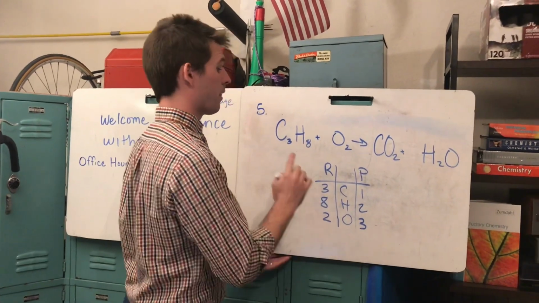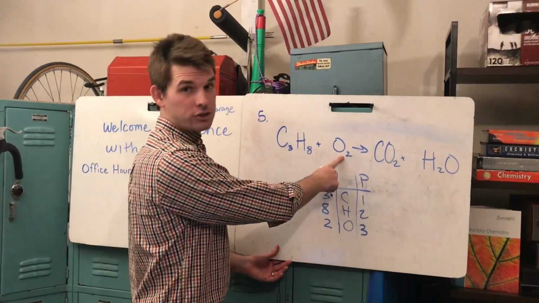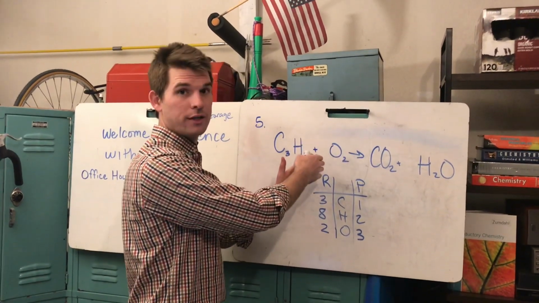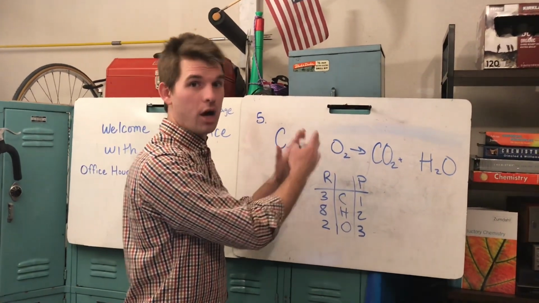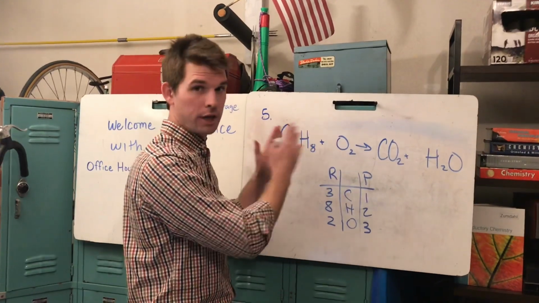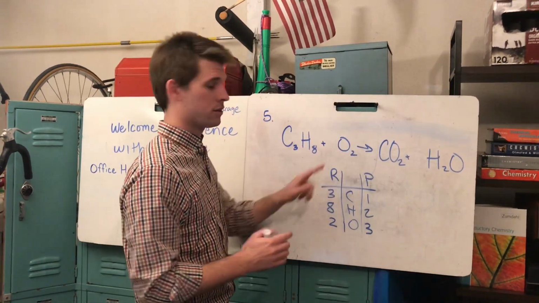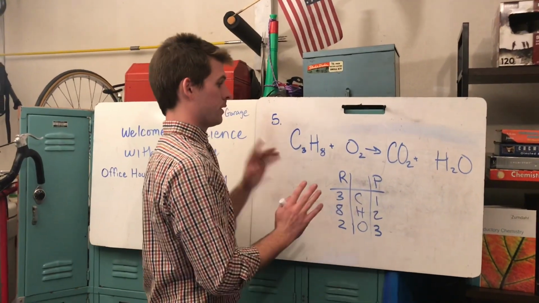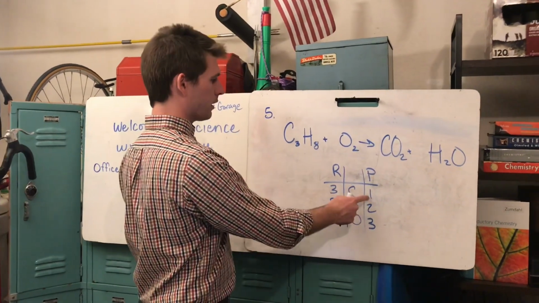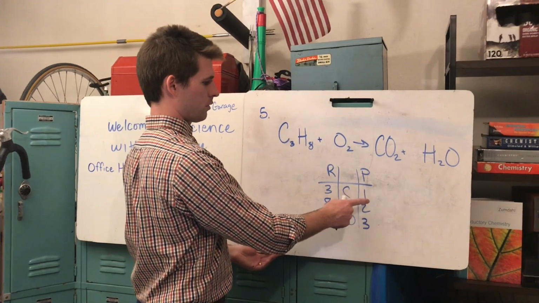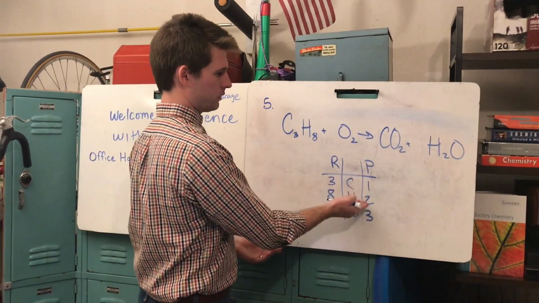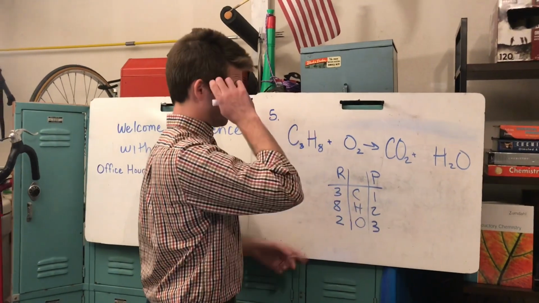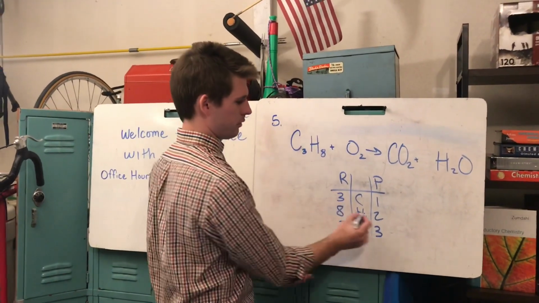That stinks. What we want to do is save oxygen for last, because oxygen is by itself. So if we put a coefficient there, it will only mess up the oxygen count. It won't mess up carbons or hydrogen. So we want to save this guy for last. So let's balance carbon or hydrogen next. Now, I don't like odd numbers, but this one's so easy. So what I'm going to do is I'm going to multiply this hydrogen.